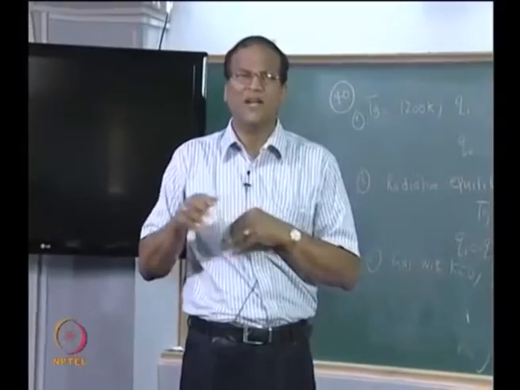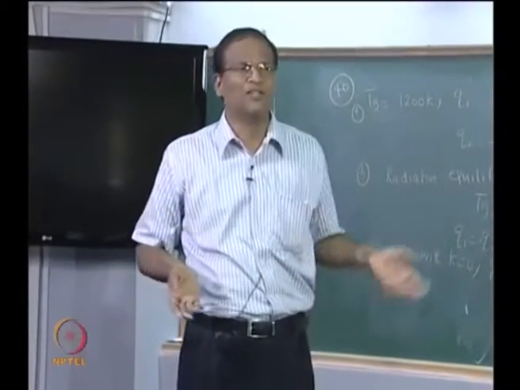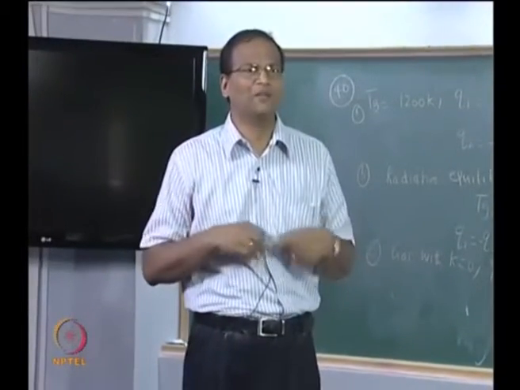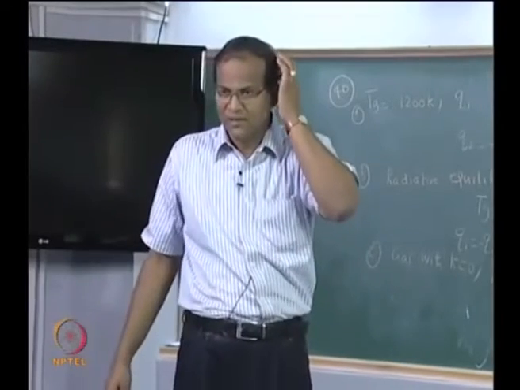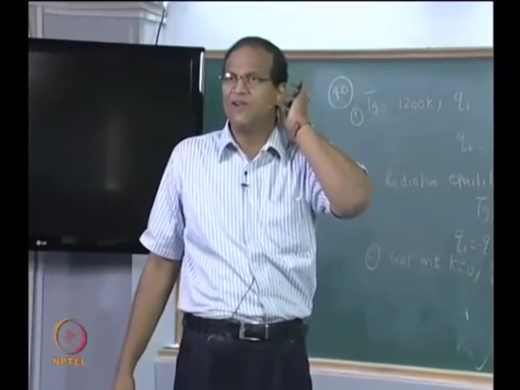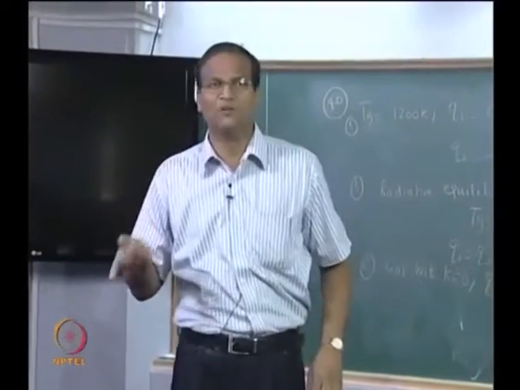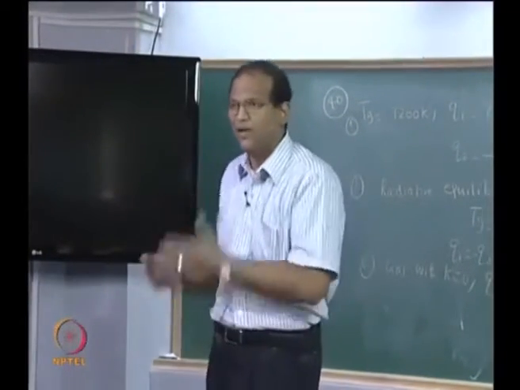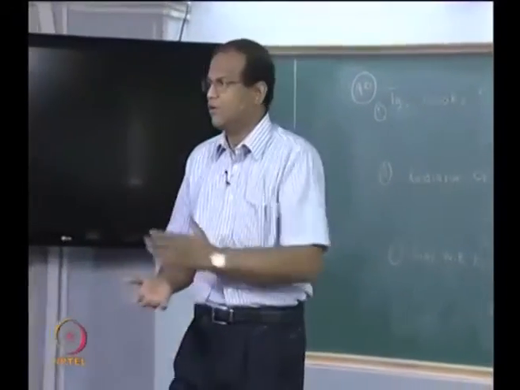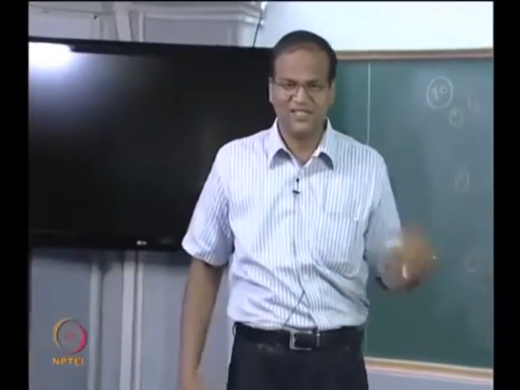Is this clear? We can keep on escalating this problem another 2 hours. So now I will say instead of 1 and 1, take epsilon 1 equal to 0.9 and epsilon 2 equal to 0.6, and for this case find out the heat transfer. What will be the equilibrium temperature? We can keep on doing this, but we will close the discussion here.